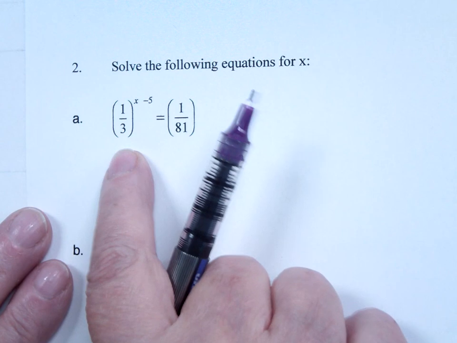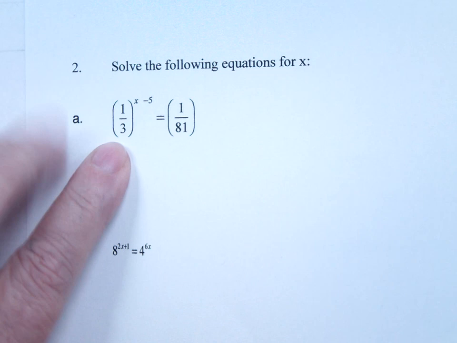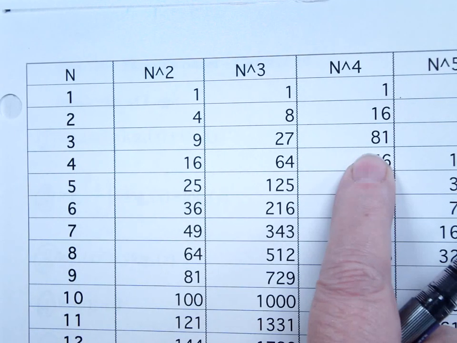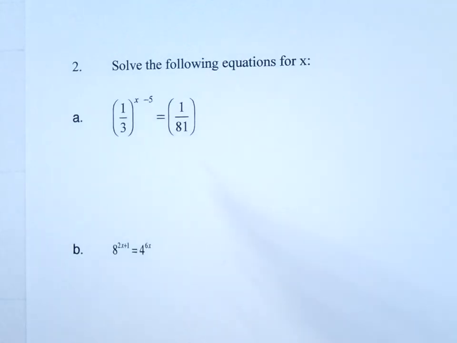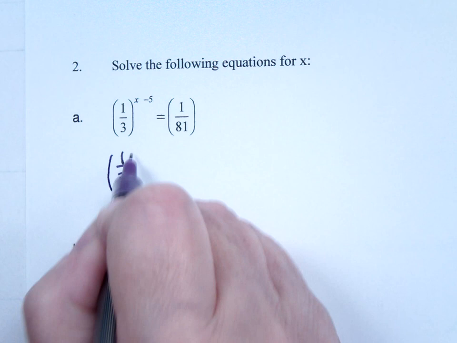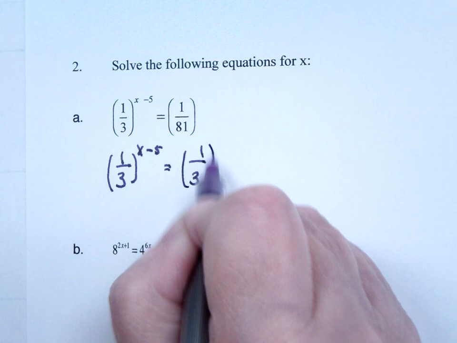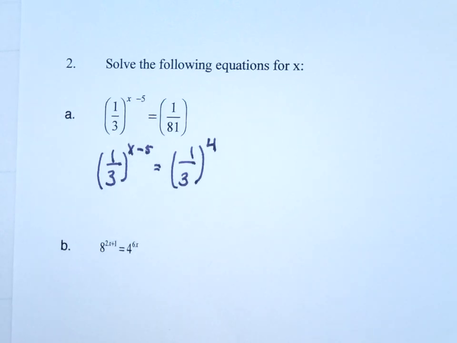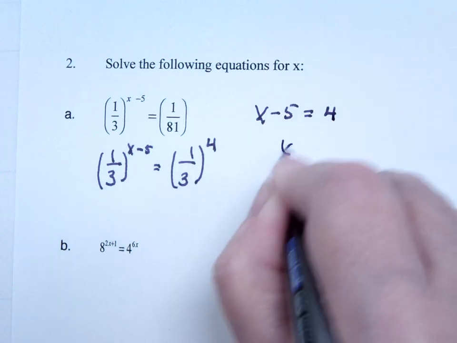Now the question is, can these two things be written to the same base? Well, 3 is prime, is 81. Well, if I go to my table, I notice that 81 is 3 to the 4th power. So this becomes 1/3 to the x minus 5 equals 1/3 to the 4th. So that x minus 5 equals 4 because the bases are the same, or x equals 9.